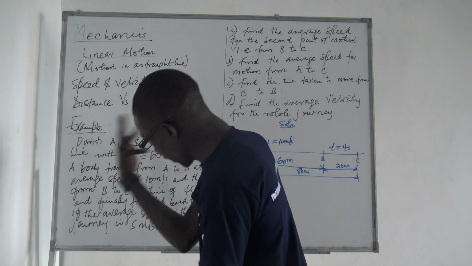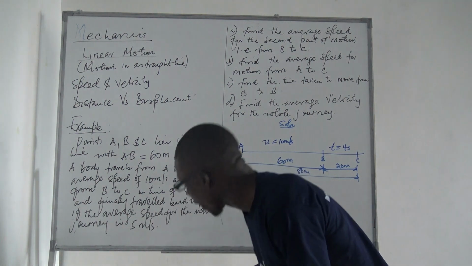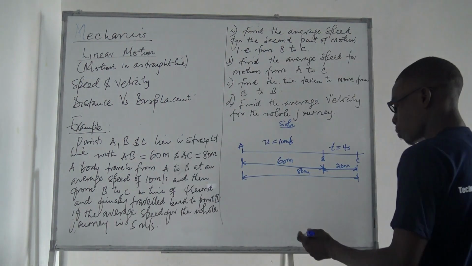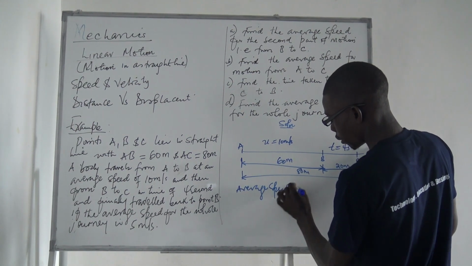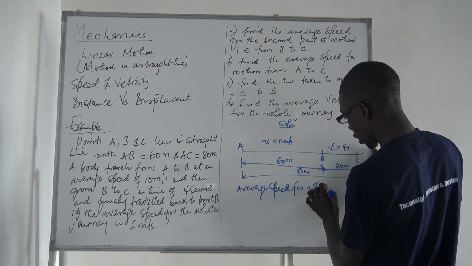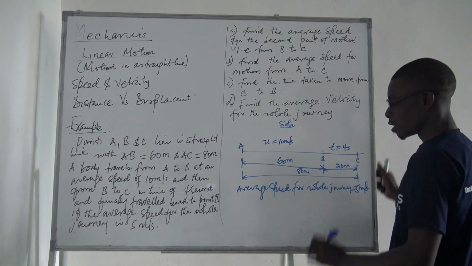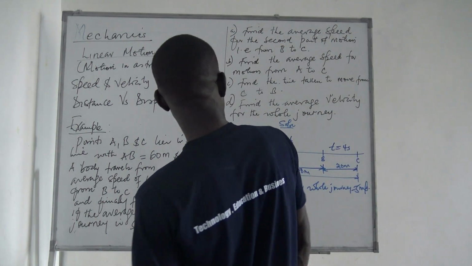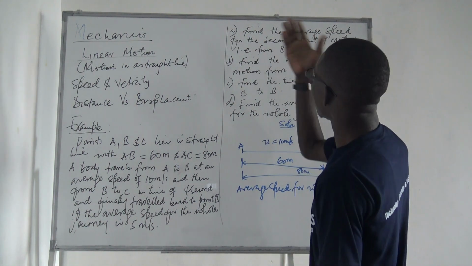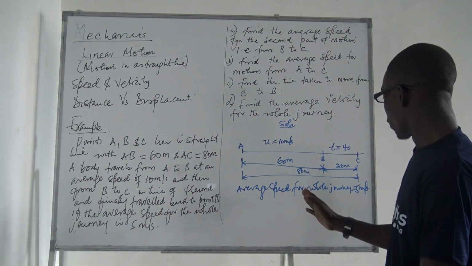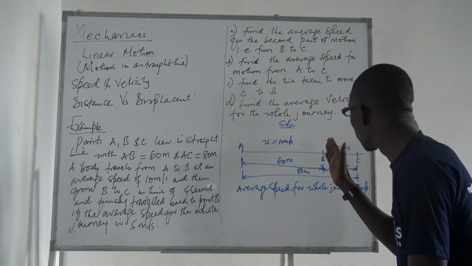And now they are saying that what is interesting is that the average speed for the whole journey is 5 meters per second. Average speed for the whole journey has been given to you. Is that okay? Now, they are telling you to find the average speed for the second part of motion. In other words, the second part of motion, that is moving from B to C. They want you to find the average speed of moving from B to C.